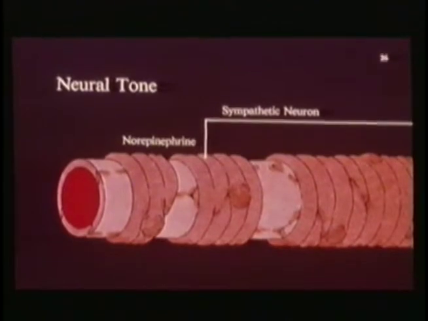26. Vascular smooth muscle tone arises from a variety of sources. It can be induced, for example, by a low-level discharge of sympathetic neurons, which release norepinephrine. This is referred to as neural tone.